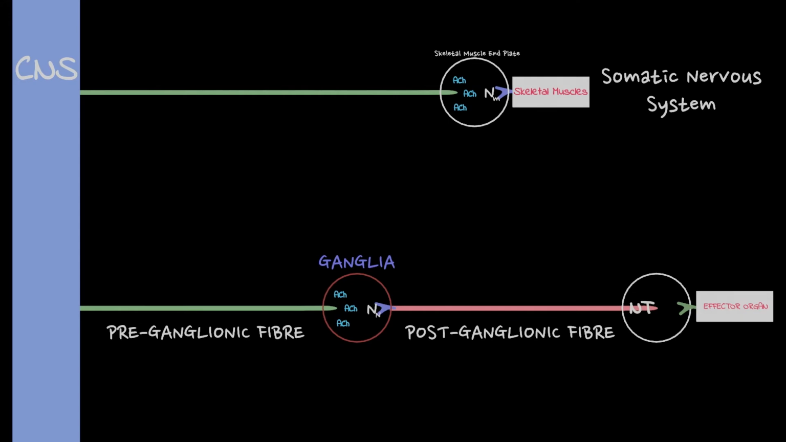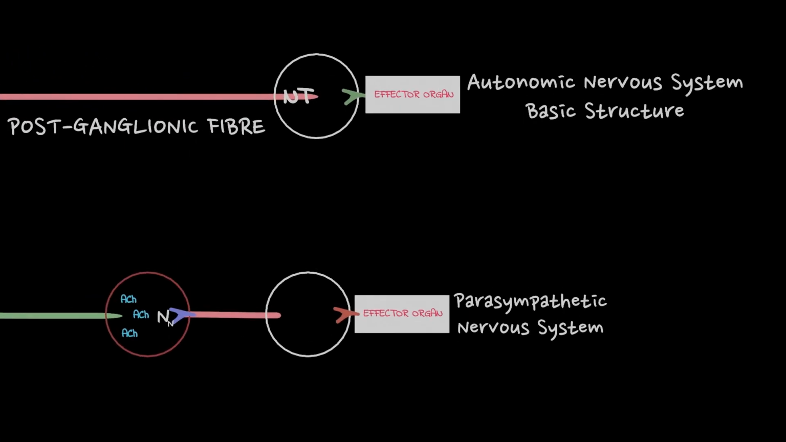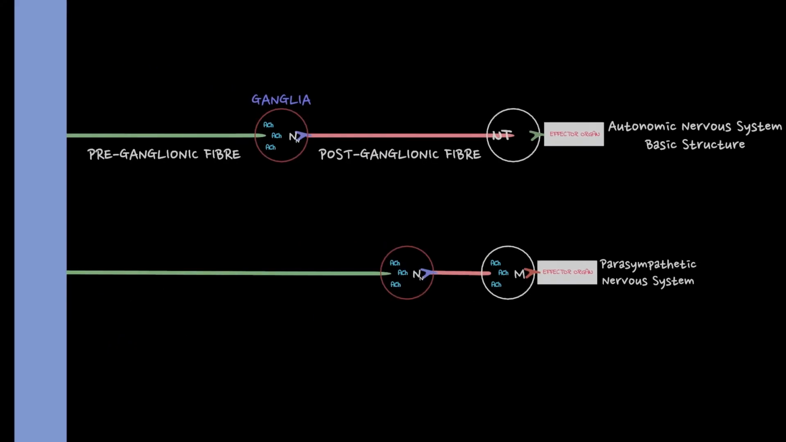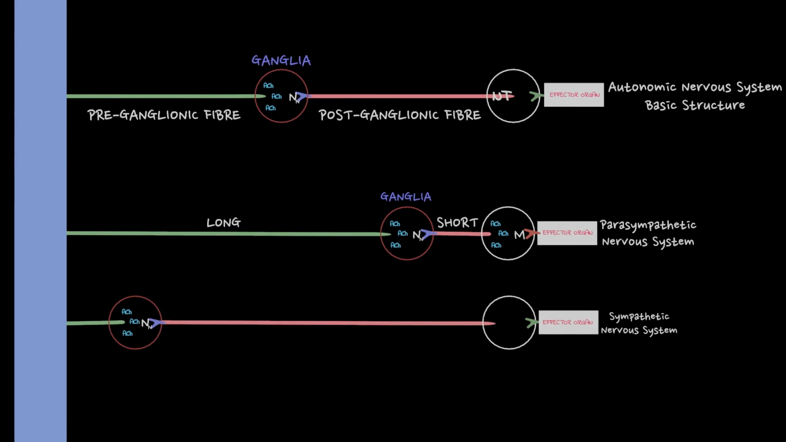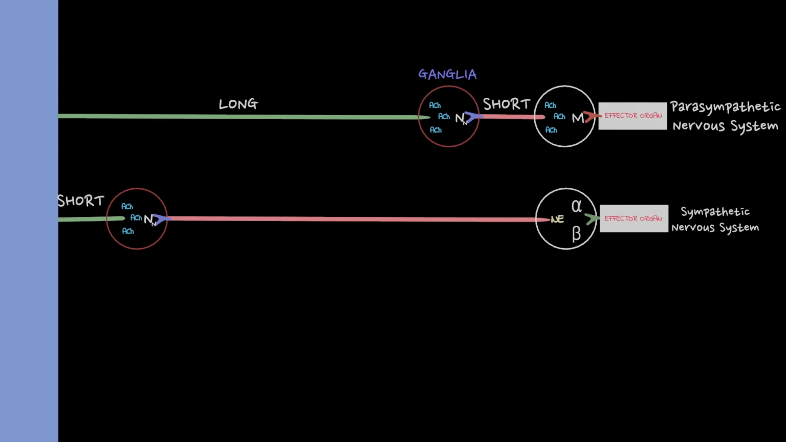In the parasympathetic nervous system, the postganglionic fiber releases acetylcholine which binds to the muscarinic receptor in the effector organs. The preganglionic fiber is long and the postganglionic fiber is short, so the ganglia is closer to the organs. In the sympathetic nervous system, the postganglionic fiber mostly releases norepinephrine, whose target is the alpha and beta receptors in the organs. The preganglionic fiber is short and the postganglionic fiber is long, thus the ganglia are located away from the organs.